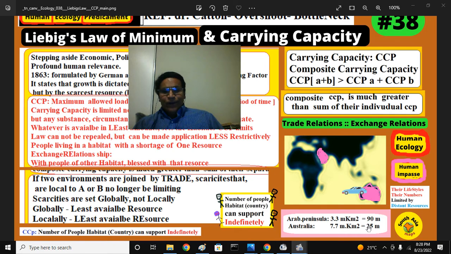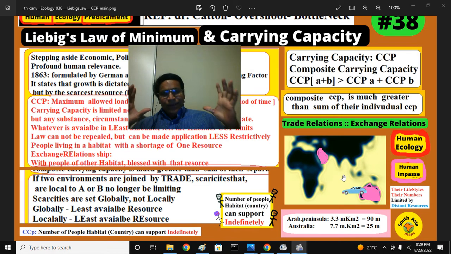There are 25 million people. Now there are around 20 million automobiles in Australia. 25 million people, 90 million people here. So this carrying capacity of Arabia and carrying capacity of Australia, these are the individual carrying capacities. A is Arabia, B for Australia. The combined carrying capacity or composite carrying capacity is much greater.